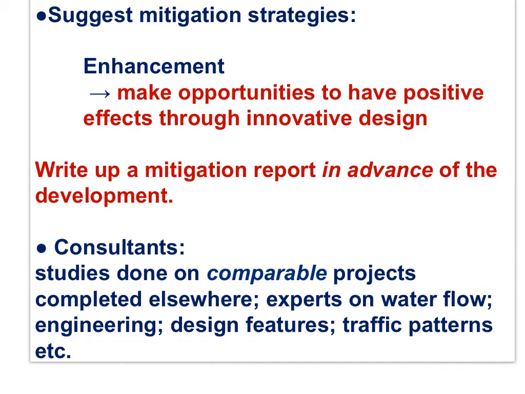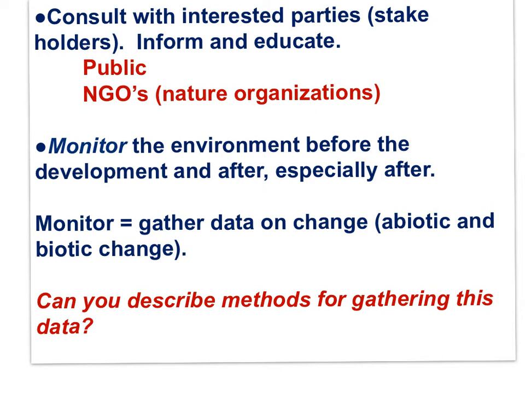You write up a mitigation report in advance of the development, and consultants are hired. Consultants provide information on studies done on comparable projects completed elsewhere. These are called comparables. And consultants could include experts on water flow, engineering, design features, traffic patterns, etc. As part of the EIA process, the developer might consult with interested parties, stakeholders, inform and educate the public, NGOs. As well, there would be monitoring of the environment before the development and after.